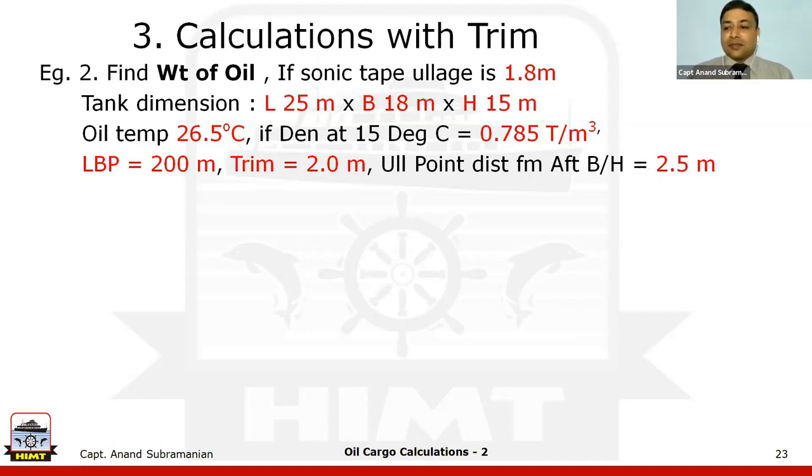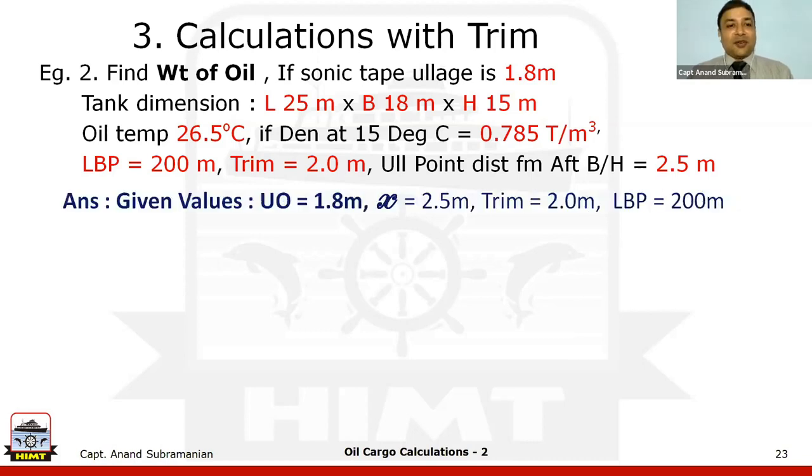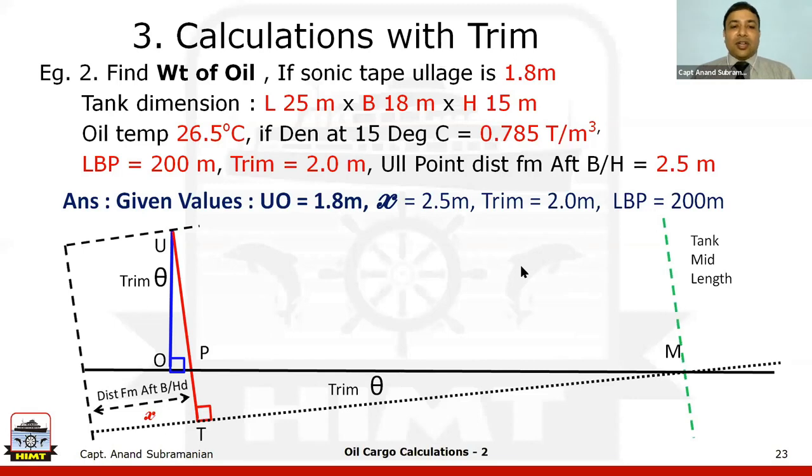Can we do this numerical? Anybody? Let's try. So as always, first take down the given values, what was all given in the numerical. We can find out what is UO. It's all given to us. So take everything from there and draw a small diagram. It looks very nice because it shows that you've understood the whole concept. You can take out all these values and put them in a figure that shows that you have understood this whole concept of oil calculations.